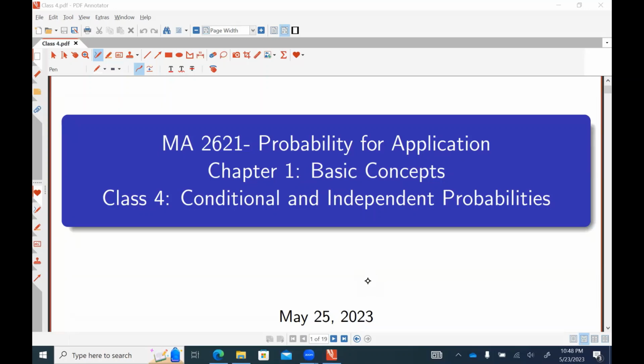Hi all, this is video 4, class 4 for MATH 2621, Probability for Applications class. Today we are going to discuss conditional and independent probability. We will discuss the conditional probability idea again in chapter 3, but in this class, in chapter 1, we will learn it as a basic concept. We will discuss it further in more detail in chapter 3. Okay, so let's start the class.